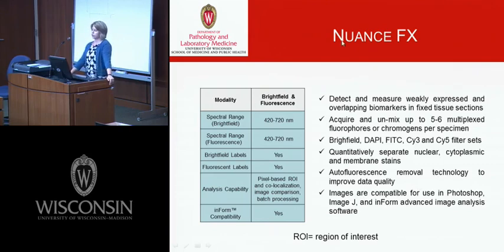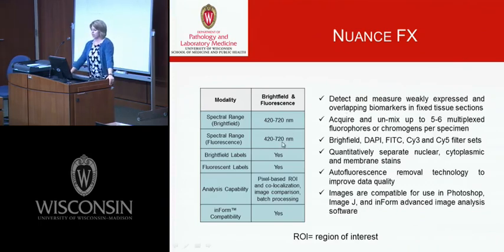So Nuance has both bright field and fluorescent capability. Here is the spectral range, 420 to 720 nanometers. The analysis capability within Nuance allows you to identify pixel-based regions of interest, to do co-localization, to compare images, and batch process. And the images are in a format that allows you to do quantification in inForm, which Wei will talk about very shortly.